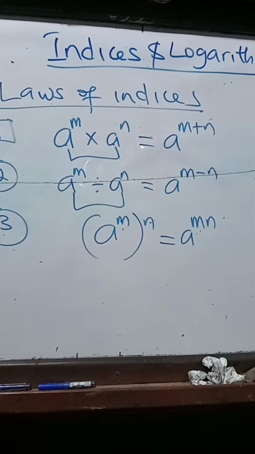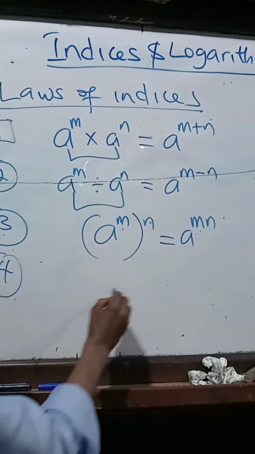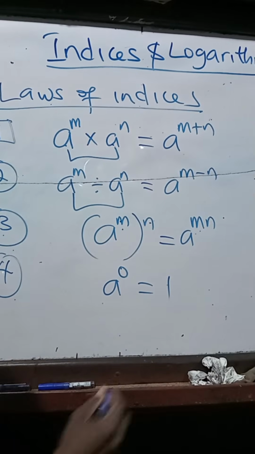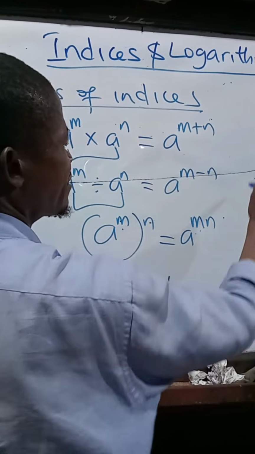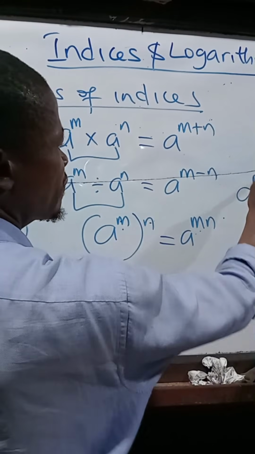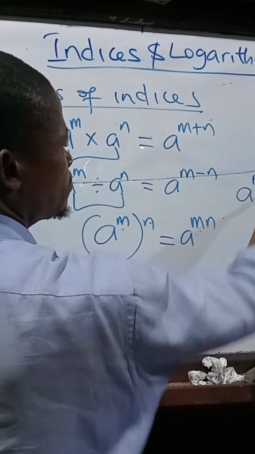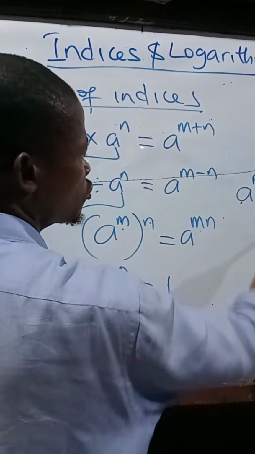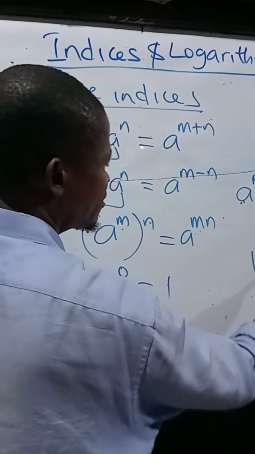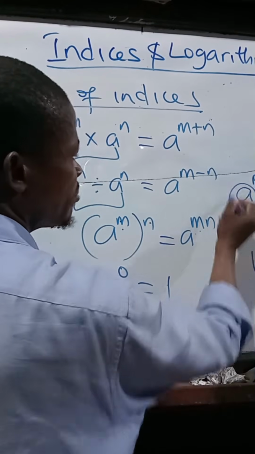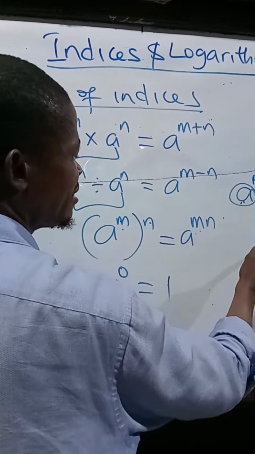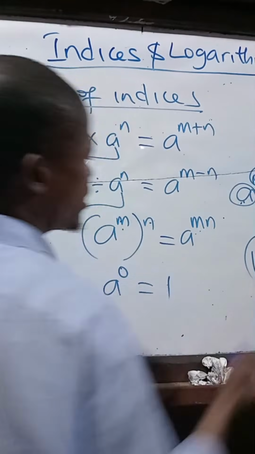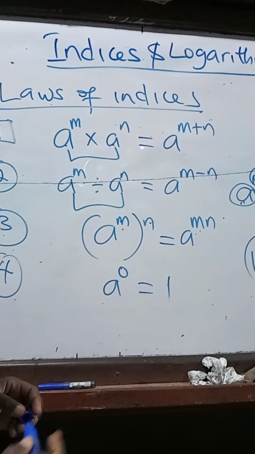So then the next one is anything to power 0 is 1. Okay. Another one we can have is this case where you have a fractional power, a to power m over n. This will be equal to the root of the base. This is the base. Then the denominator will be inside here, and then the numerator will be here.